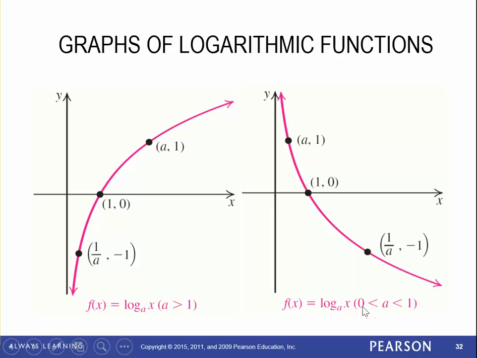If a is between 0 and 1, so it's basically a fraction here, what happens is the graph goes down. Again, it still has a vertical asymptote at x equals 0, but it comes from the top and actually goes down. So we say the first is a growth function here. It's going up. Again, this is more like a decay function going down slowly.